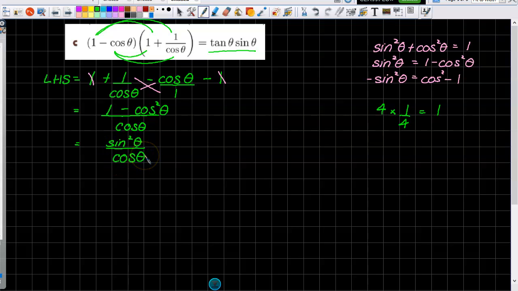And we look at what we're trying to prove. You don't have to write this step in, but I'm doing it. Sine squared is sine times sine. And we've got that over cosine. And so, of course, that's tan. That would be over cos. So that's your tan. And then you've got your sine theta, which is your right-hand side. We've proved it.